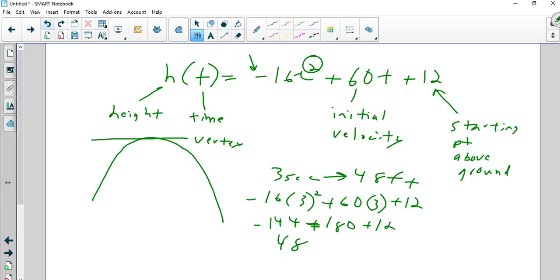So that's pretty much the majority of what Chapter 6, Section 1 is about. And we'll move on to Section 2.